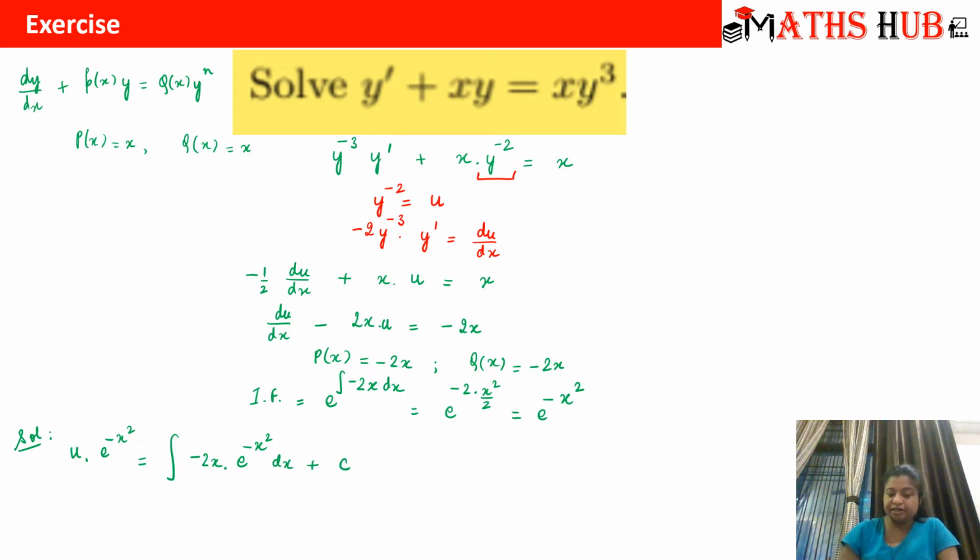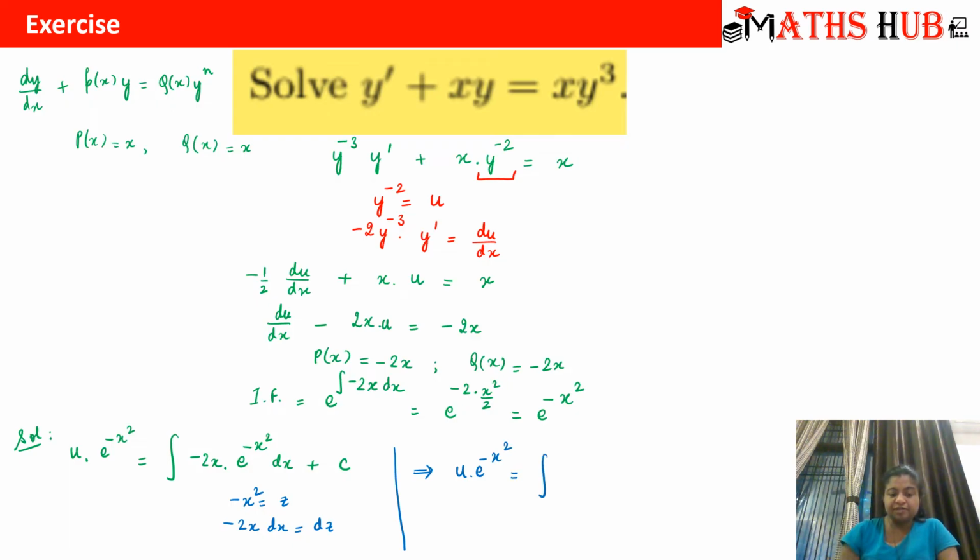How to solve this integration now? So let's put minus x square equal to z. So minus 2x dx will be equal to dz, right? So from here we get u into e to the power minus x square is equal to integration.